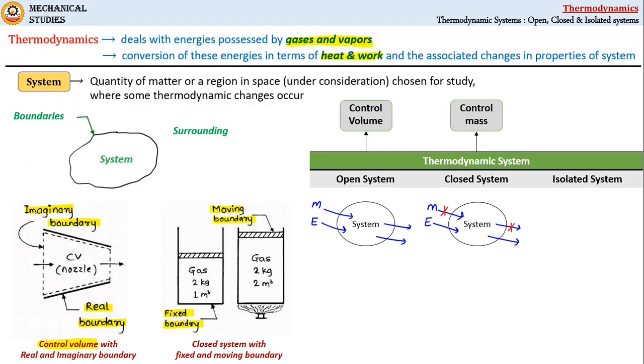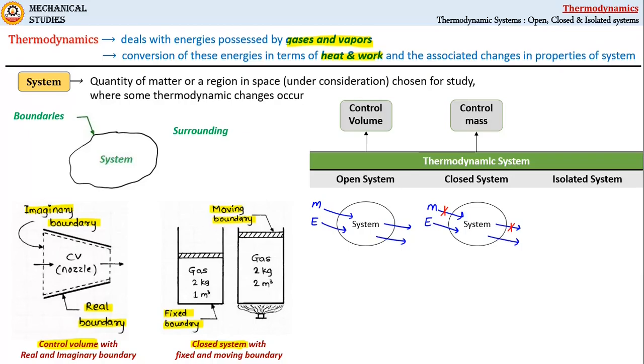We have already seen this in case of gas of fixed mass, that is 2 kg, enclosed here in a piston cylinder device. Thus the gas is heated and it will be expanded eventually. That means the volume of gas may vary, but the mass remains fixed, that is 2 kg. So this is a closed system.